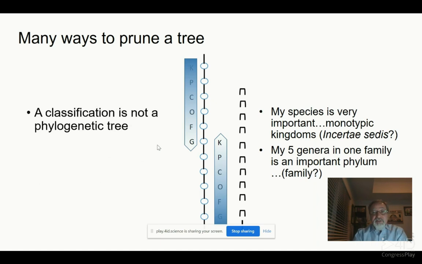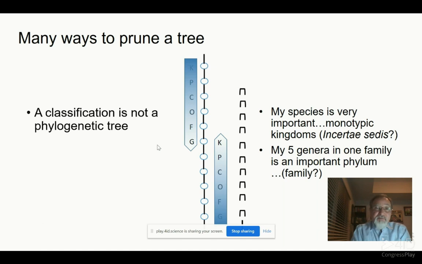And so it leads us to think about certain things, like a classification is not a phylogenetic tree. They actually have different purposes, and I think it's important to keep these things in mind. A classification is for learning, it's for teaching. It's a way of organizing a lot of information in your head so that you can retrieve it. And so on the one hand, it has to be usable in that way.